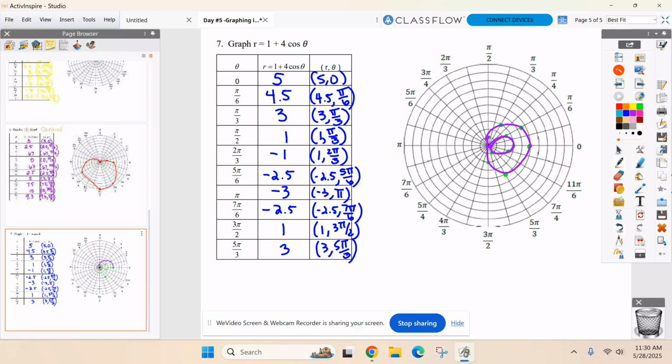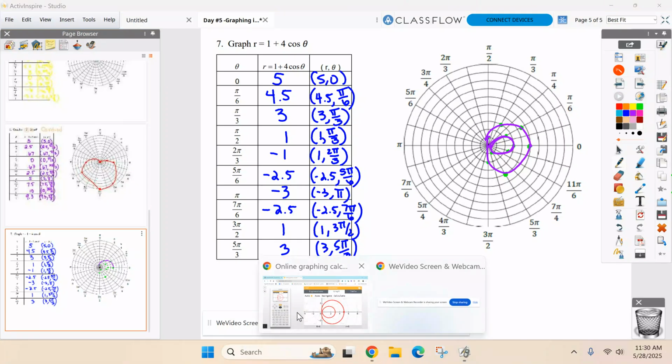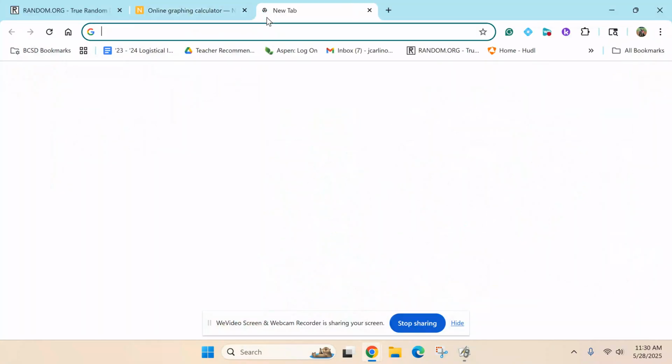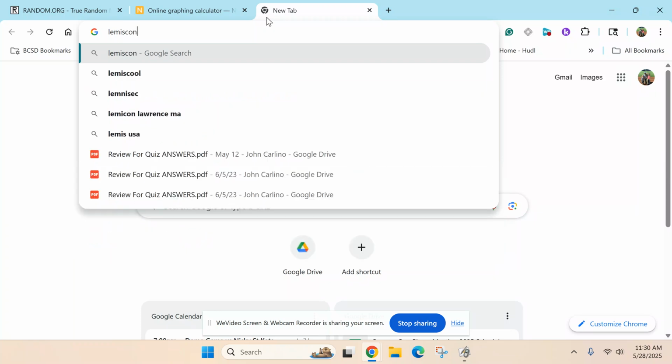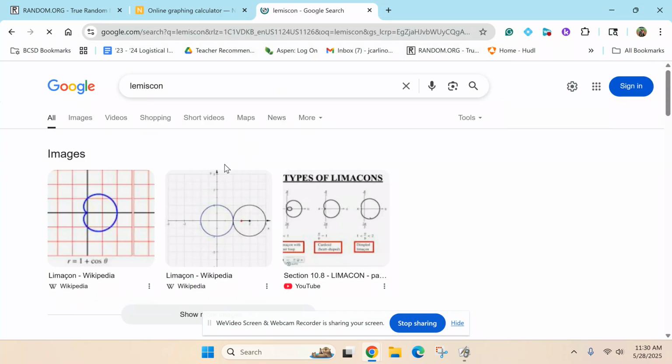Not interested in what that's called, huh? That is called a double loop. Double loops. Cardioid when the numbers matched, when they don't. I gotta make sure I spell this correctly. Limaçon.